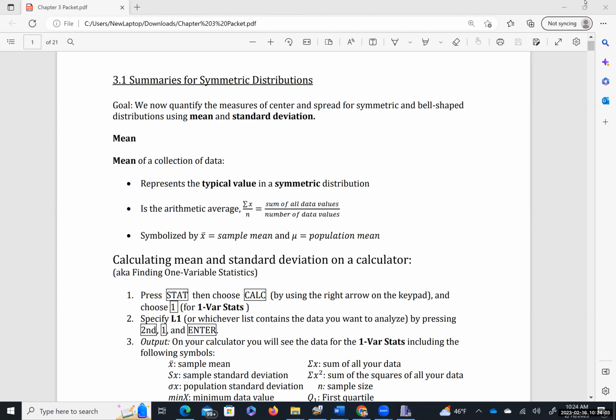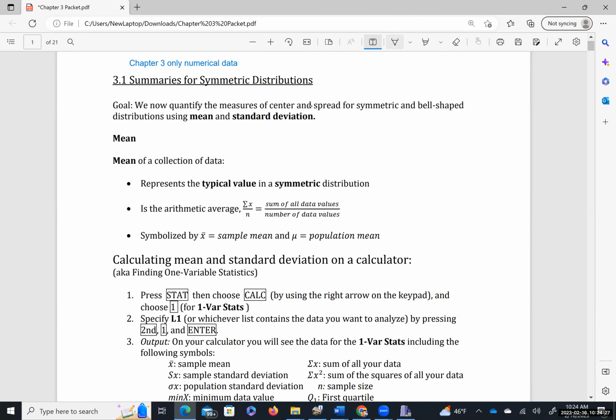In this chapter 3, we will only use numerical data. Okay.